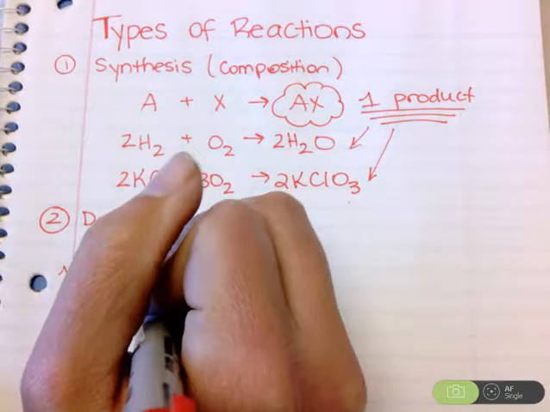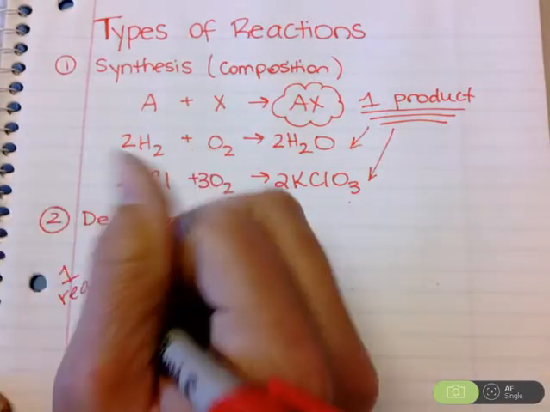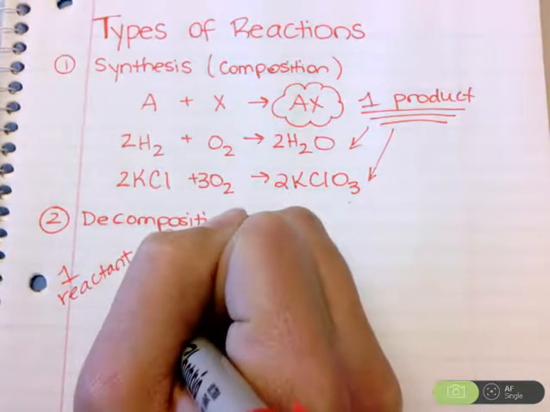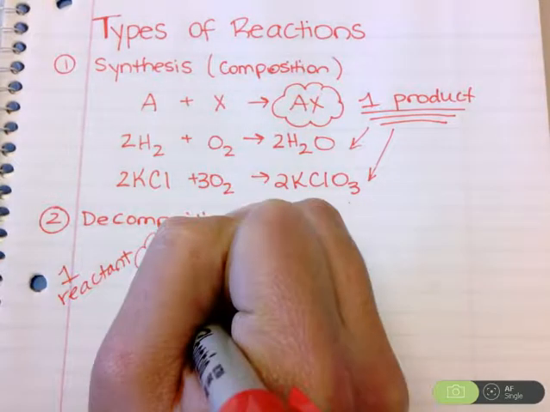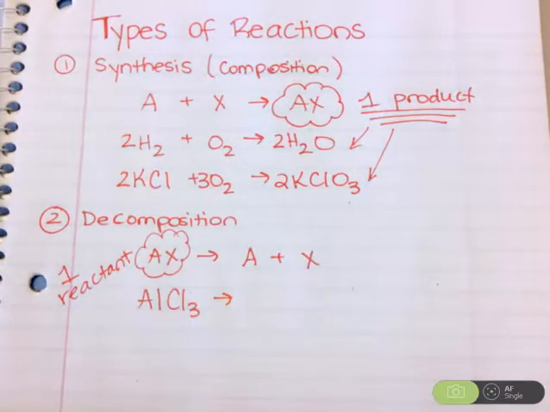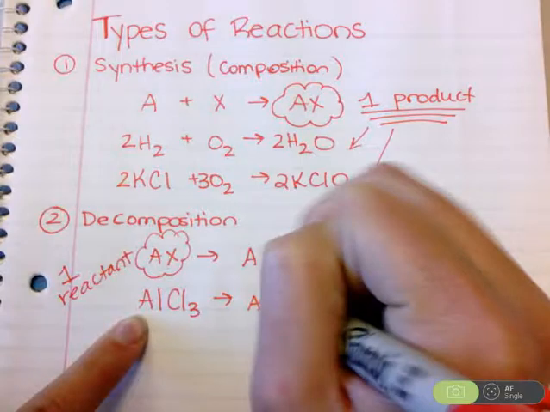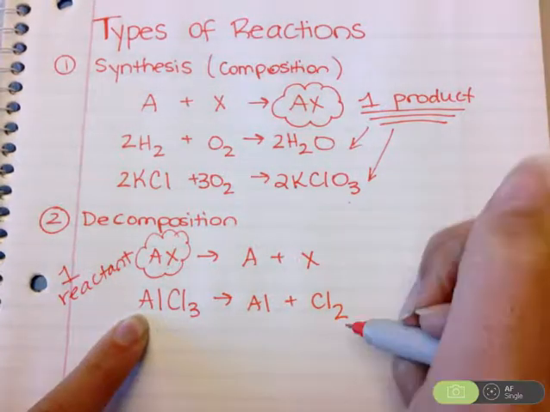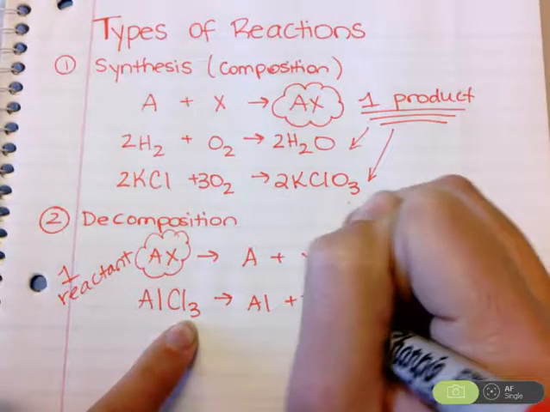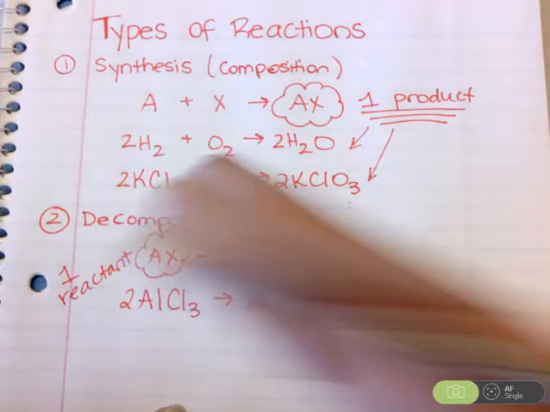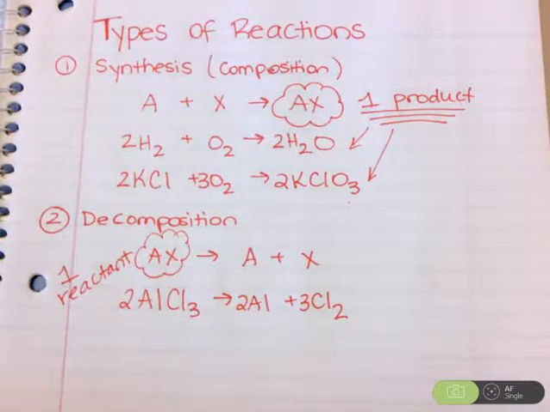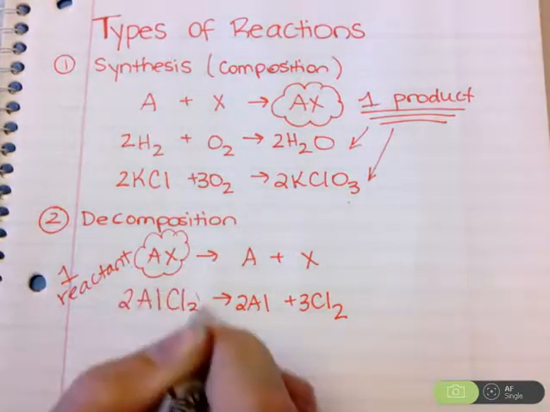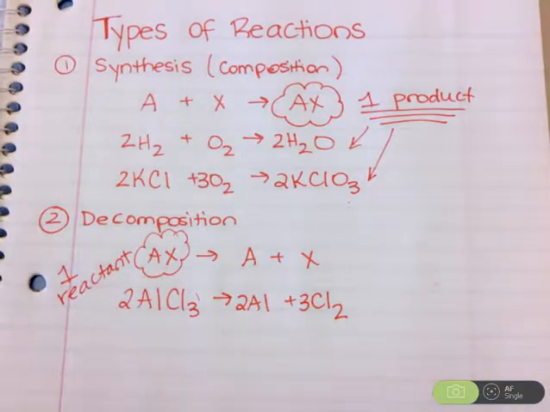If I have a compound such as aluminum chloride, that will break apart into aluminum and chlorine, but remember chlorine is diatomic. And so then I again have a 3-2 problem, so I need a 3 out front and a 2 here, so I need a 2 here. But I can identify this as a decomposition because I only have one reactant that's breaking apart.